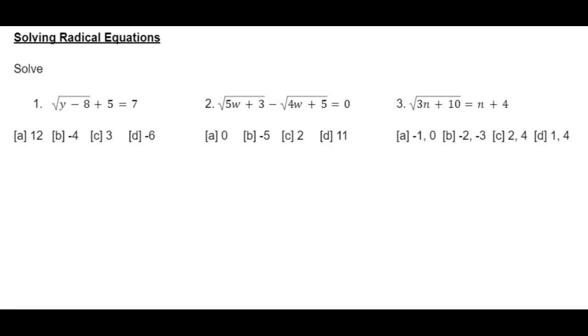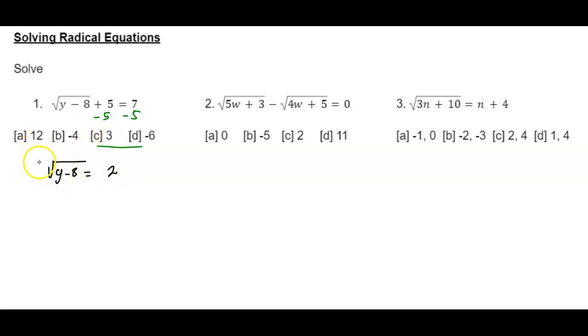First one, we're taking the square root of y minus 8, plus 5 equals 7. For any of these, you want to isolate the radical if you can. So the very first thing that I want to do is subtract 5 from both sides. I know it's weird with the choices below it, but we're going to subtract 5 from both sides. I'll do the rest of it here on the bottom. So that gives me the square root of y minus 8 equals 2.